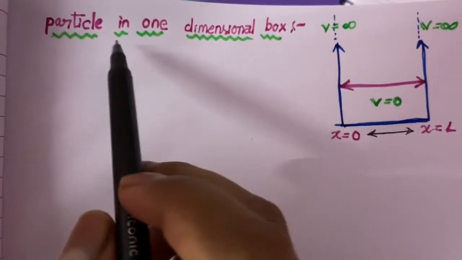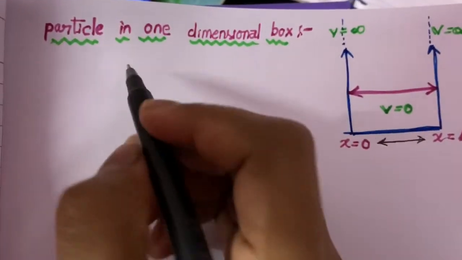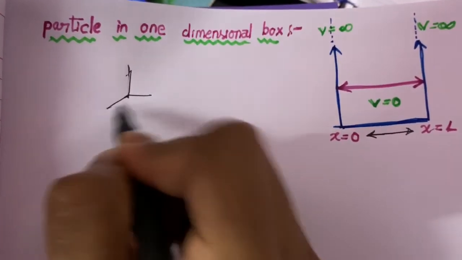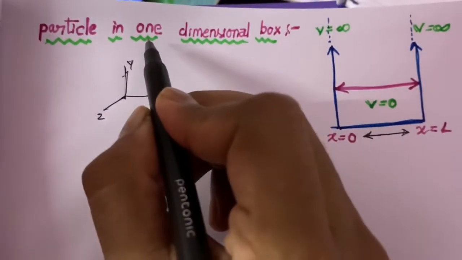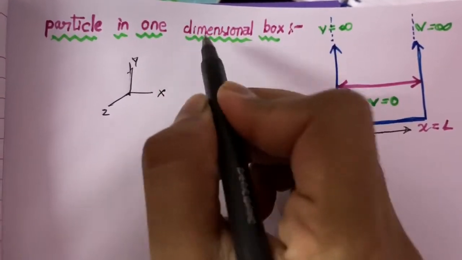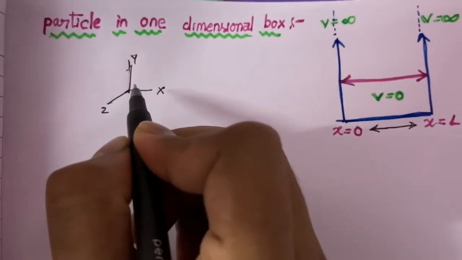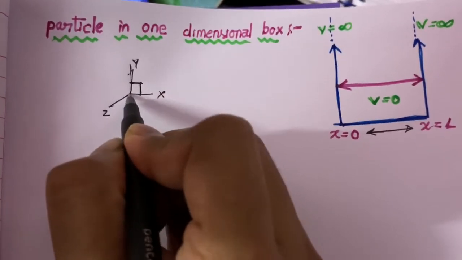To study about the particle in one-dimensional box, here we will consider first the three axes, x, y and z axis, as usual. Here we are going to study about one dimension, that means any one dimension we are going to construct a box. For example, just imagine I am going to construct a box along the x axis.